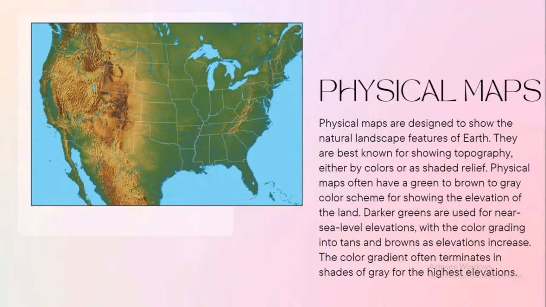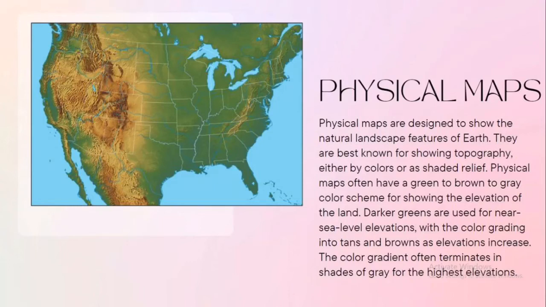Physical maps are designed to show the natural landscape features of Earth. They are best known for showing topography either by colors or as shaded relief. Physical maps often have a green to brown to gray color scheme for showing the elevation of the land. Darker greens are used for near sea level elevations, with the color grading into tans and browns as elevation increases. The color gradient often terminates in shades of gray for the highest elevations.